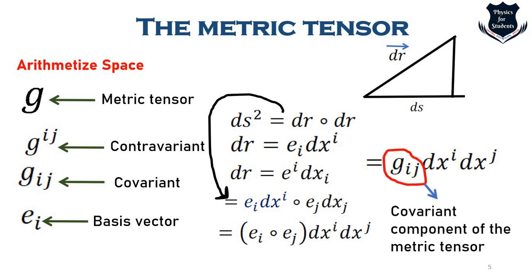So you see this g sub ij, I should call it, is a covariant component of the metric tensor. This is how it happens given an infinitesimal distance and using the dot product. Because we are involving the dot product of dr, we have the option of using the contravariant components in this way.